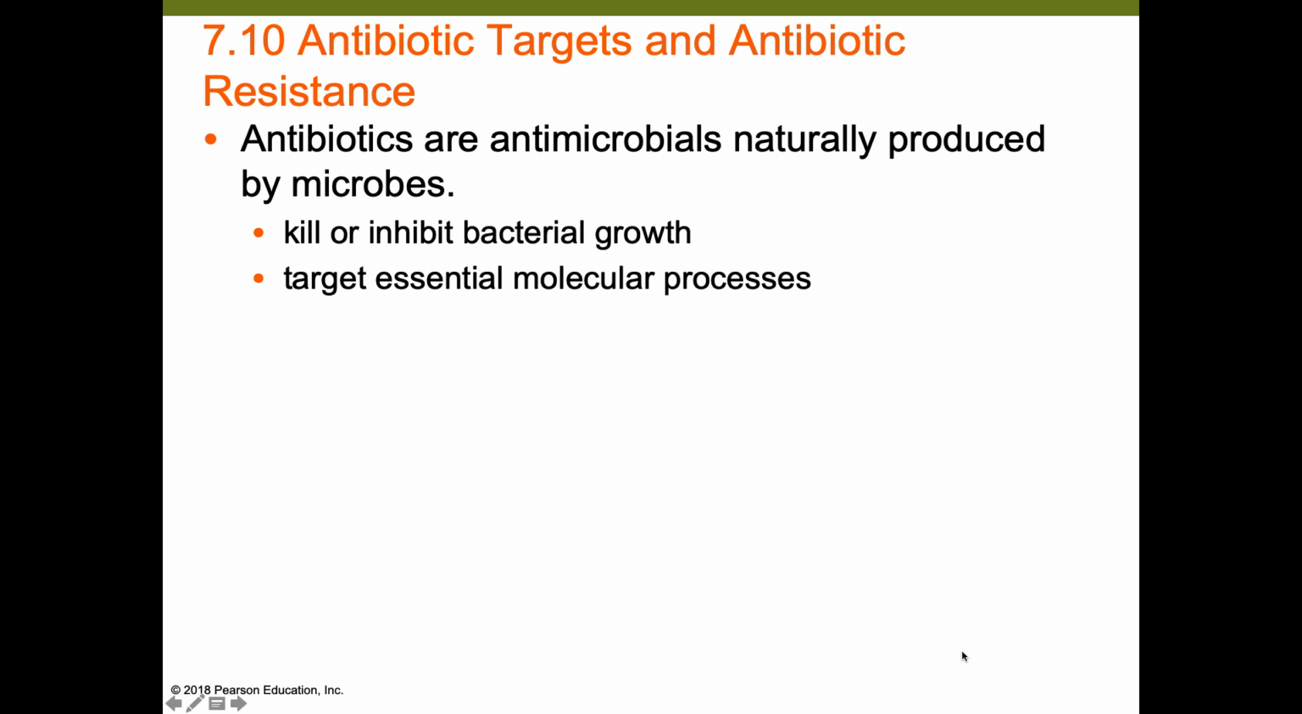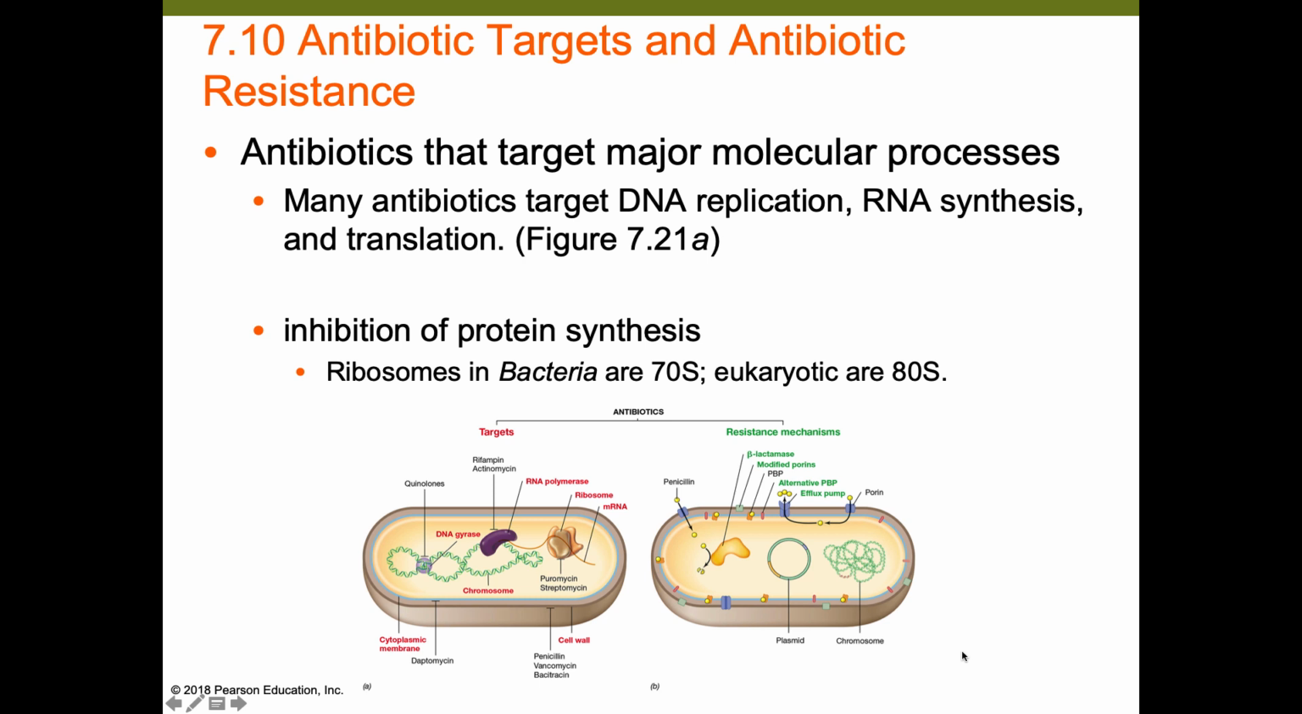So the way that most antibiotics work is that they inhibit some necessary process inside of a bacterium. So the idea would be that we are either killing or at least inhibiting the growth of a bacterium by targeting one of their essential metabolic processes. And so some of these processes are listed here: DNA replication, RNA synthesis, translation. So DNA synthesis, RNA synthesis, or protein synthesis are all common targets for antibiotics.